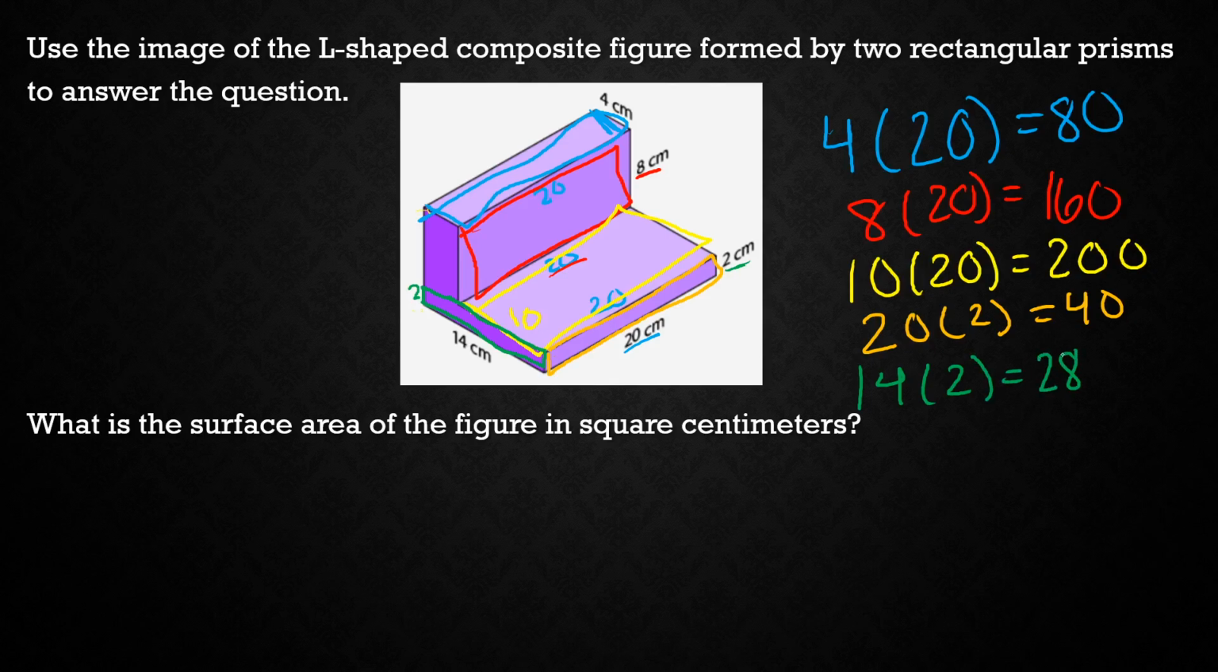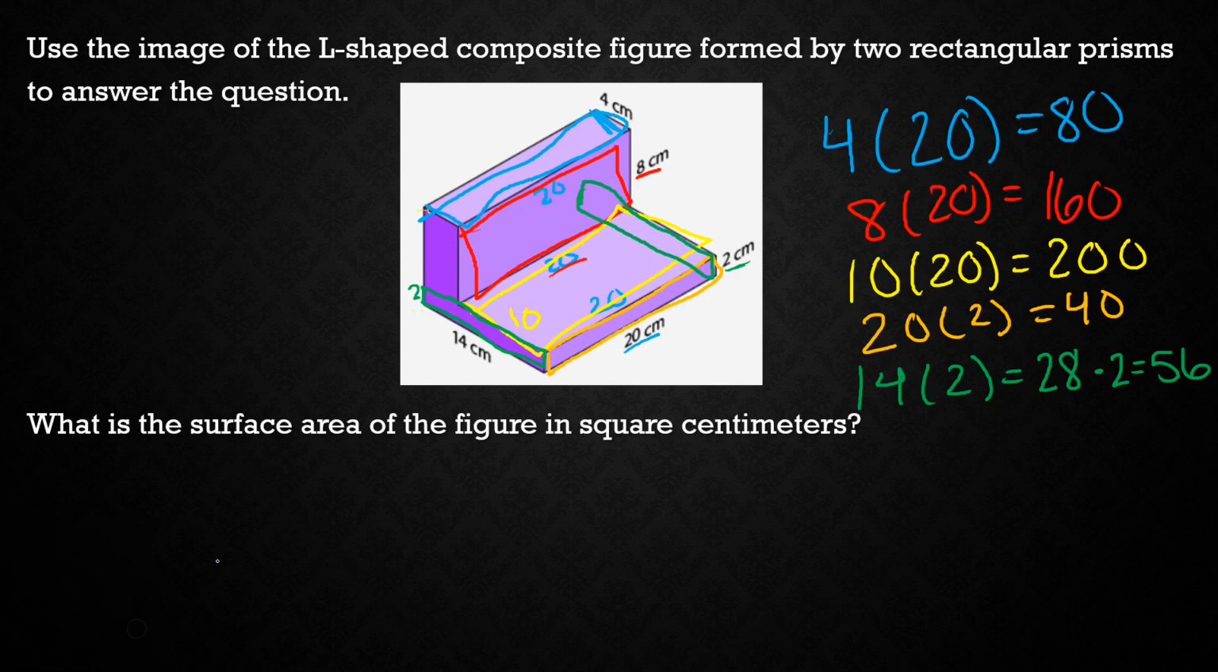Now think about it, this is a box, right? If I were to flip this 180 and look at it from a different angle, I would have that same green tiny box over here. So I'm going to multiply this by 2, and that's going to give me 56. That takes care of both of those sides.